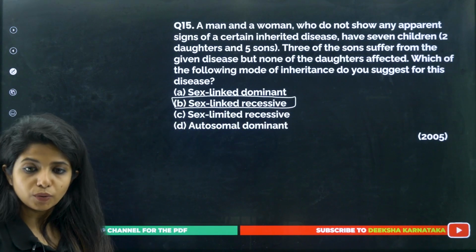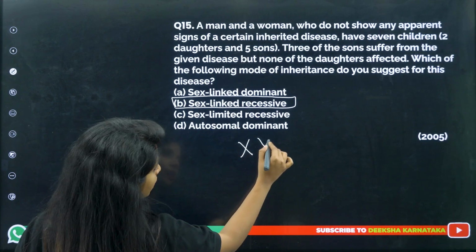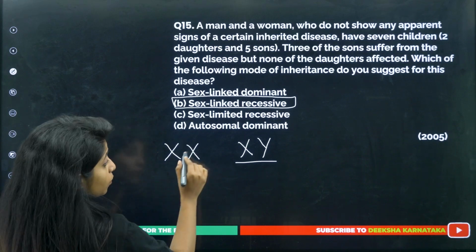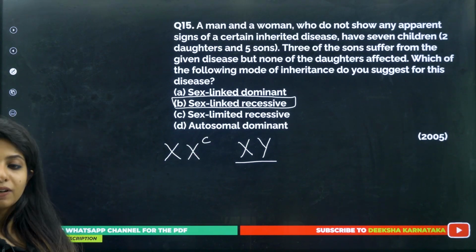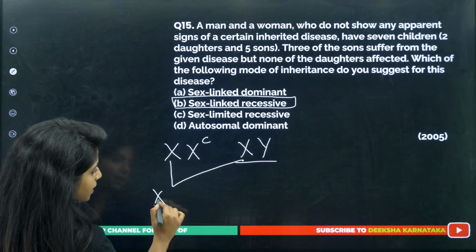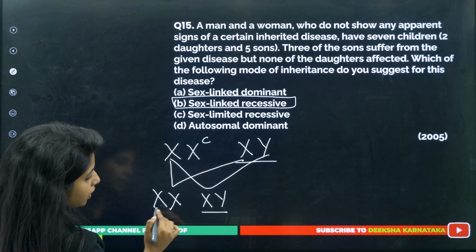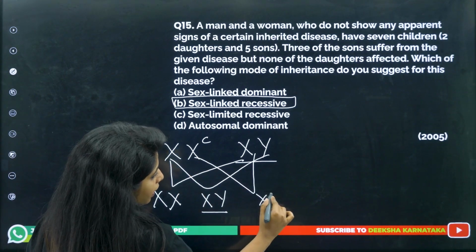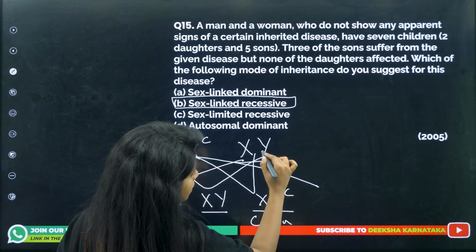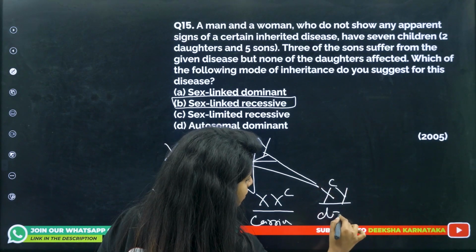So, how can you come to find out? Basically, it said that the man and the woman do not have the disease. So, I am writing XY, normal man. But the woman probably is a carrier of this particular disease, which is why when X and X fuse, you get XX normal. When X and Y fuse, you get XY. This son and this daughter are safe. Now, this daughter is a carrier, children, but still normal. This son, if you see, is having the disease.